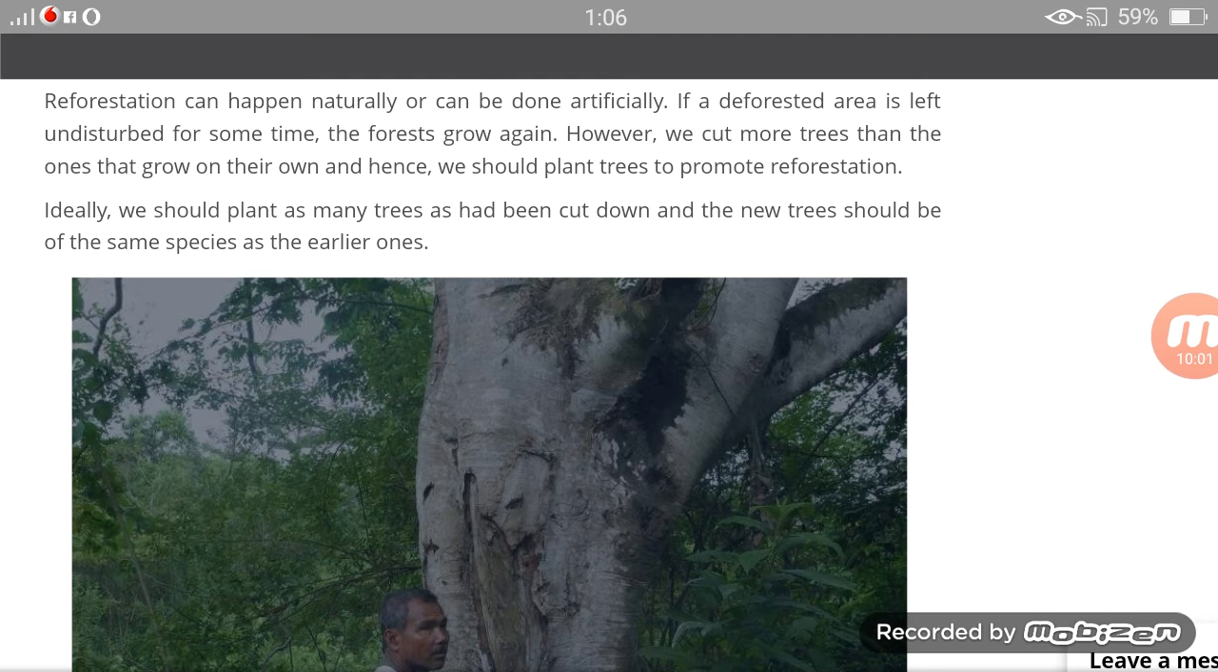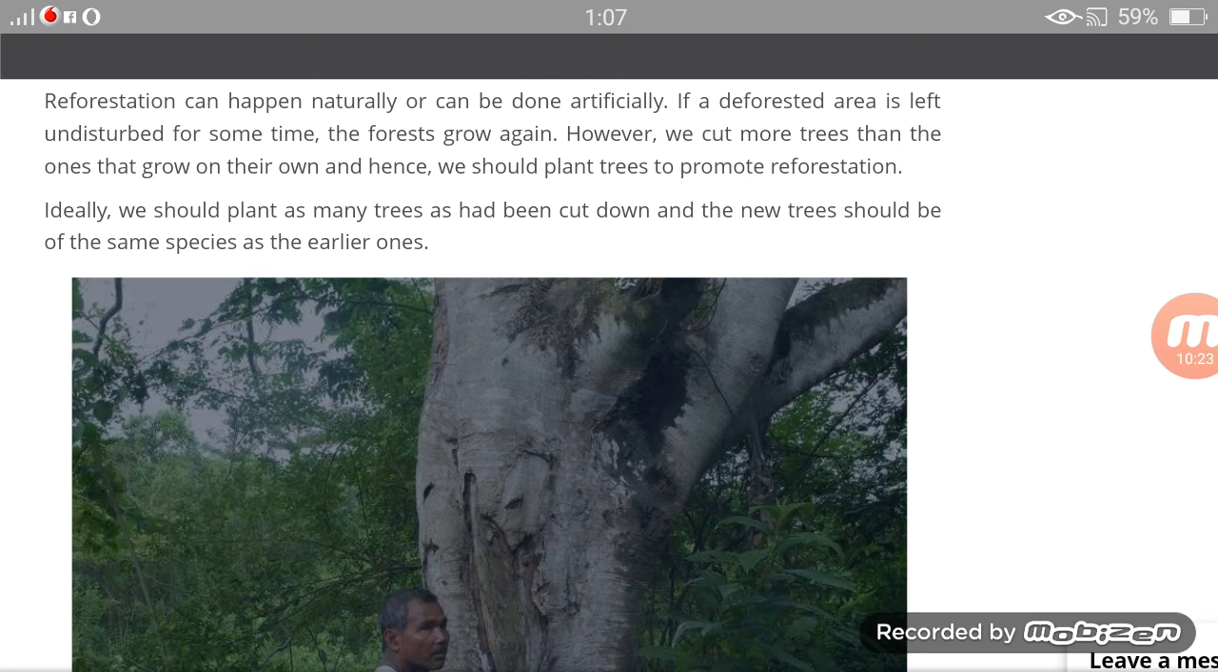However, we cut more trees than the ones that grow on their own, and hence we should plant new trees to promote reforestation. It is saying that we are cutting more trees than the ones we are growing, so we should plant trees to promote reforestation. We should restock the trees, and one way of growing the trees is what?